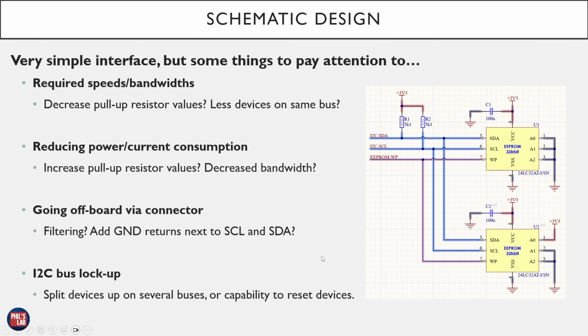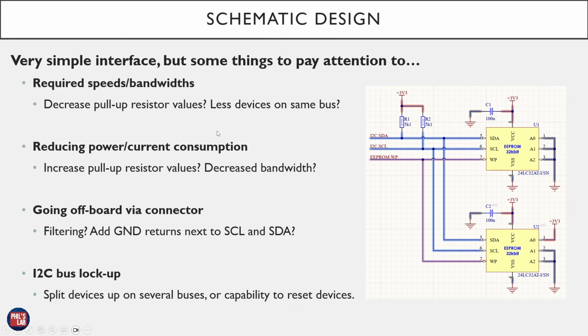What we also have to pay attention to is, of course, the required speeds and required bandwidths. If we require a very fast interface, we might have to reduce our rise times, and that typically means decreasing the pull-up resistor values, so staying closer to the minimum values we calculated when we calculated our pull-up resistor values. We might also want to use fewer devices on the same bus and split our devices up over several buses. That means we might be able to access these devices in parallel, if our host, of course, allows that, and we get less capacitance on the bus and so on.